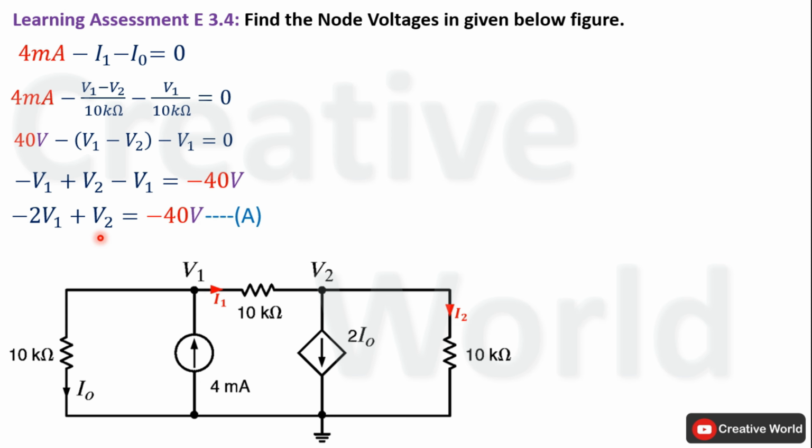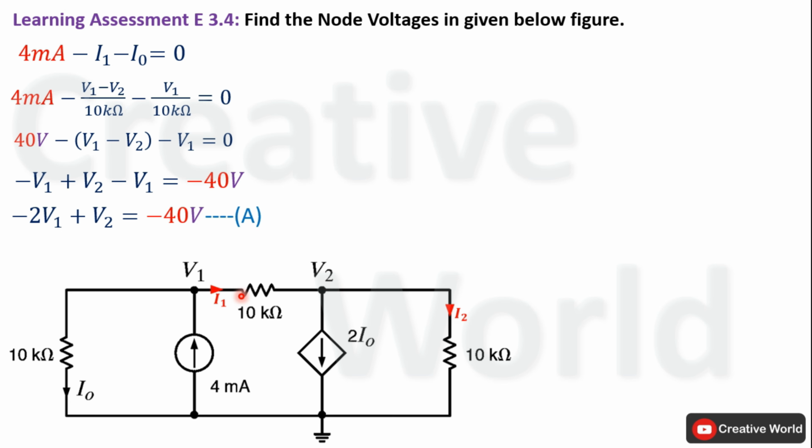This equation cannot be further solved, so we will leave it for now and label it as equation A. This is the first node voltage equation of this network. Now we will apply Kirchhoff's current law on this node.